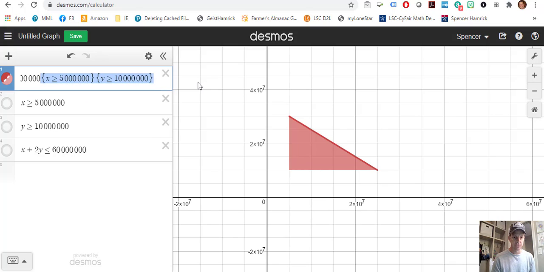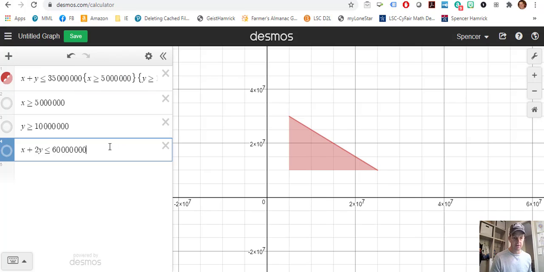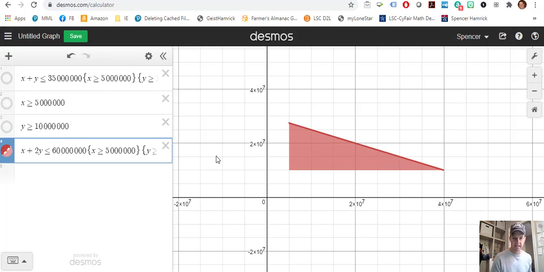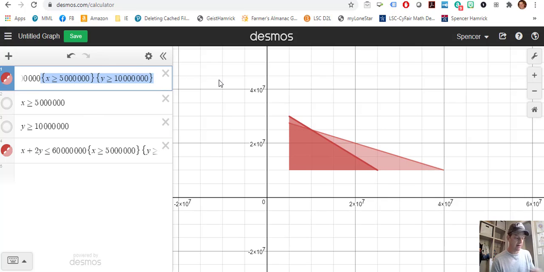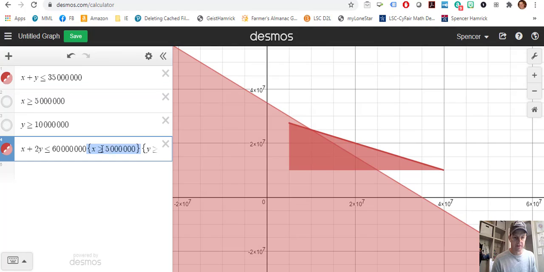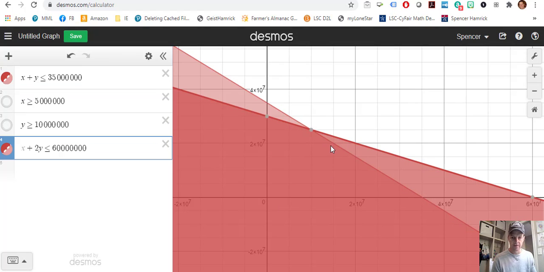And likewise, you can copy that same domain restriction down to this other function and turn it on. Likewise, x has to be greater than 5 million and y has to be greater than 10 million there. So when we turn both of them on, you can see the area that's bounded is right there. So now, to solve the problem, we're finally getting around to where we can get the numbers. We need to find the intersection points. I'm going to take those back off. I'm trying to make it clear about the area that overlaps.